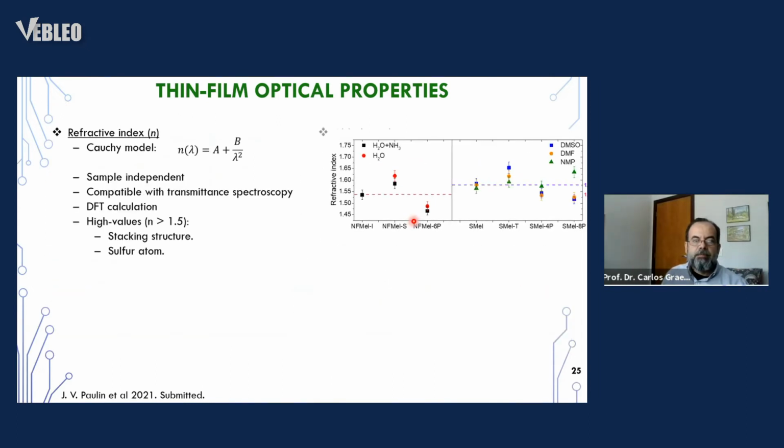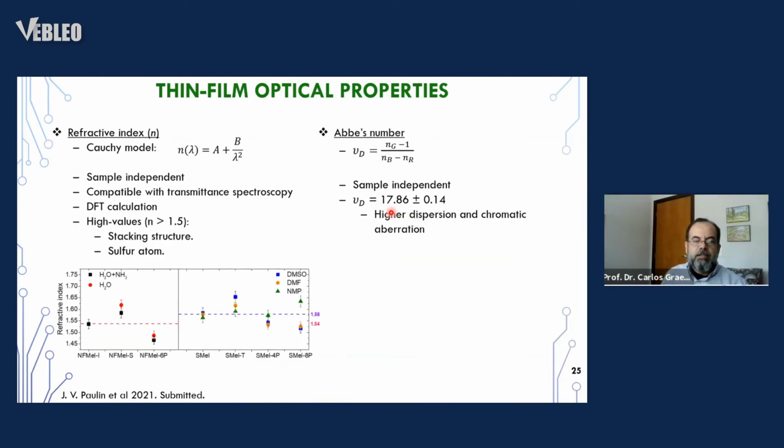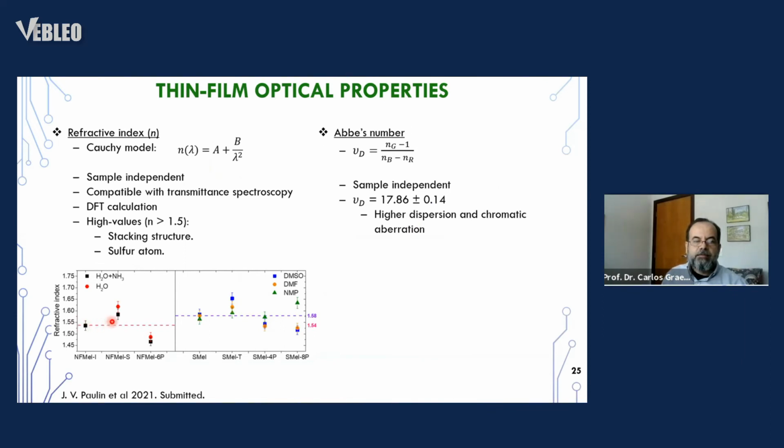Actually, what we have seen is that the refractive index is quite stable, independent of the functionalization of melanin. As you have seen, you can change the CO2, sulfonation, and basically from the refractive index point of view, there is not too much of a change. Of course, there is some modulation.